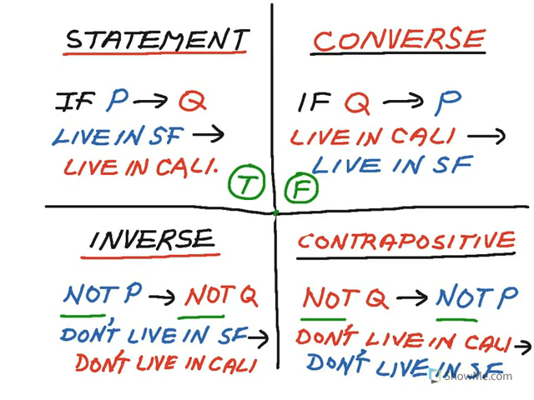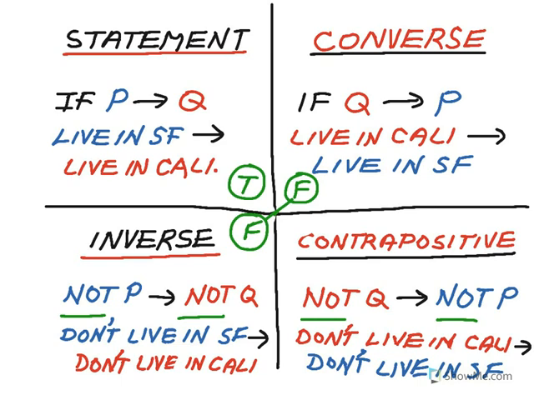Now, let's go to the inverse. Remember, the inverse negates the original statement. The original statement: if you live in San Francisco, then you live in California. So we negate that: if you don't live in San Francisco, then you don't live in California. Well, that's not true. You could live anywhere in California outside of San Francisco, like Sacramento, and you would still be living in California. So this statement is false. Notice it's the same as the converse in terms of being true or false. The converse and inverse will either both be true or both false.